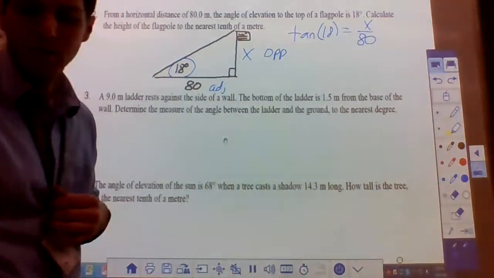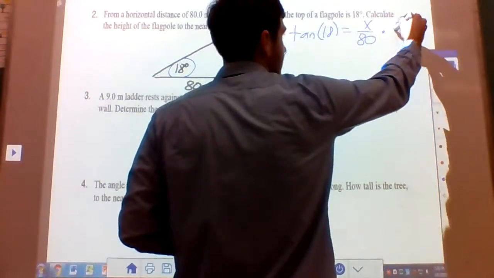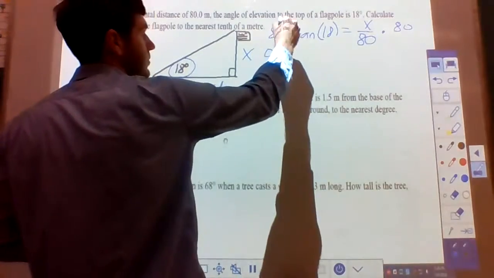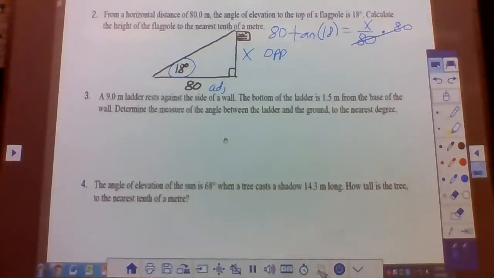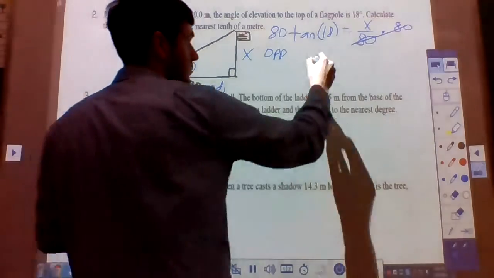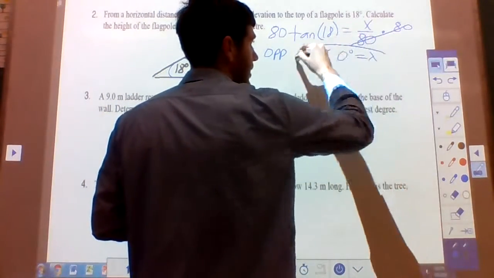Okay, we want to multiply both sides by 80. So if we multiply both sides by 80, okay, we're going to have 80 times the tangent of 18. 80 times the tangent of 18 is going to round up to 26.0 degrees. Okay.